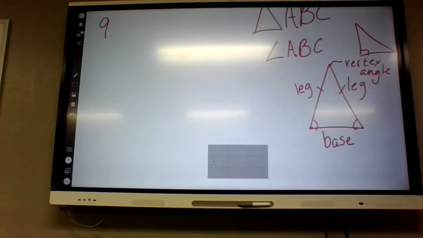Never mind. Number 9. Name the legs and the base.